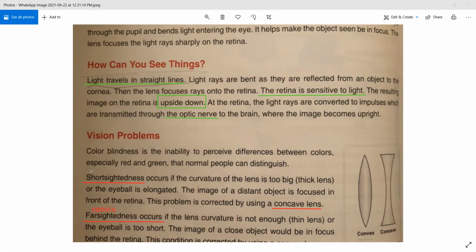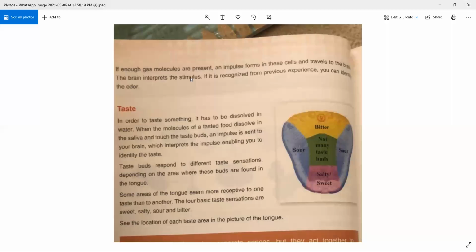And this is it. This is all you need to know about the vision problems and the vision in general. Now, let's move to page number, wait a minute.